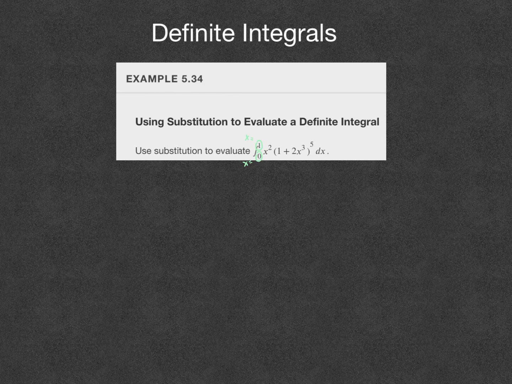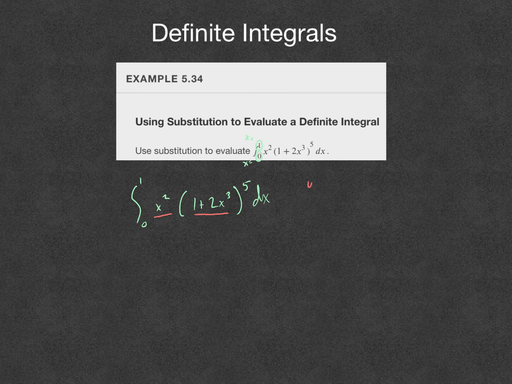All right, so what do I set? Well, let me rewrite this. We have the integral from 0 to 1, x squared times (1 plus 2x cubed) to the 5th power dx. All right, if you look inside of the parentheses, that has a derivative on the outside of the parentheses. There's just going to be a coefficient that we have to deal with. A 6 it will be.